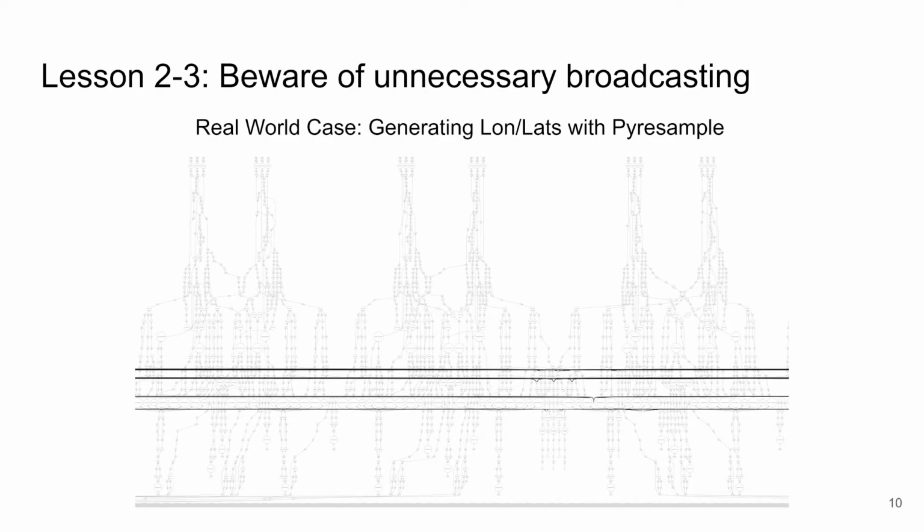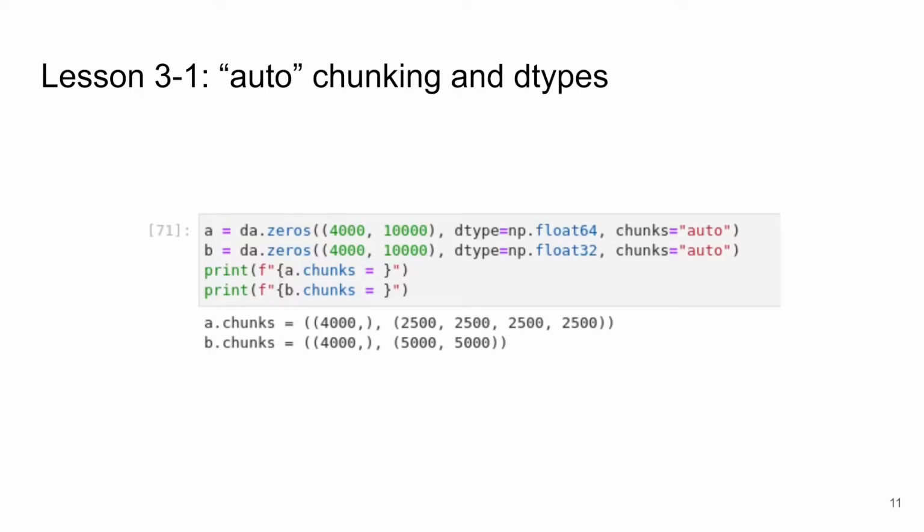By doing a change like I suggested with the map blocks call, we changed to this, so a lot less horizontal lines, and things are much more vertical. A single chunk is all in its own group, and it performs much better, saved us tens of gigabytes of memory. Next lesson, beware of auto chunking when you want to combine arrays together.